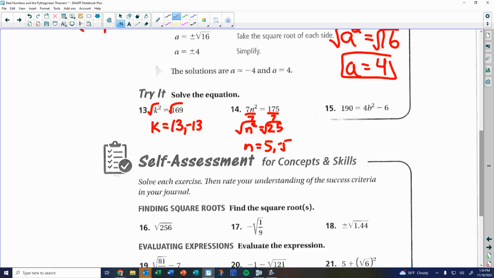And when we solved equations before, how did I get rid of minus 6 so it's out of the way of 4b squared? Do what? Add it, right? Do the opposite. Add 6 to both sides. So I get 196 equals 4b squared.